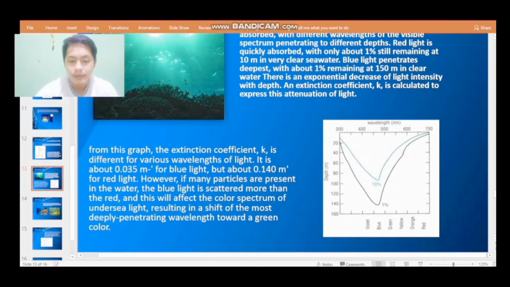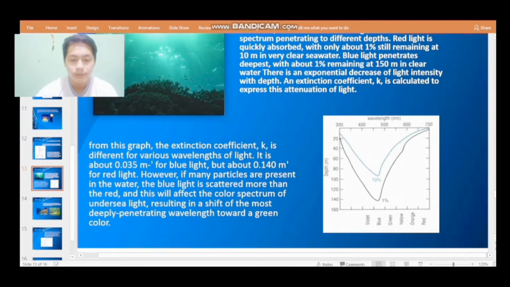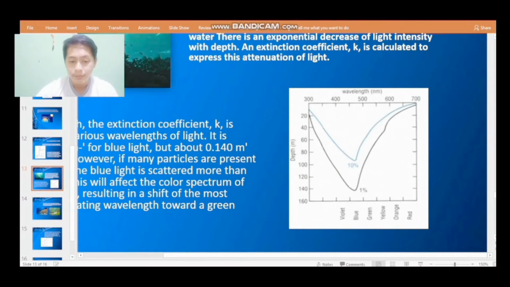However, if many particles are present in the water, the blue light is scattered more than the red, and this will affect the color spectrum of undersea light, resulting in a shift of the most deeply penetrating wavelengths toward a green color. Moreover, the extinction coefficient is also affected by the amount of colored dissolved organic material in seawater, and by the amount of chlorophyll contained in living phytoplankton and in plant debris.